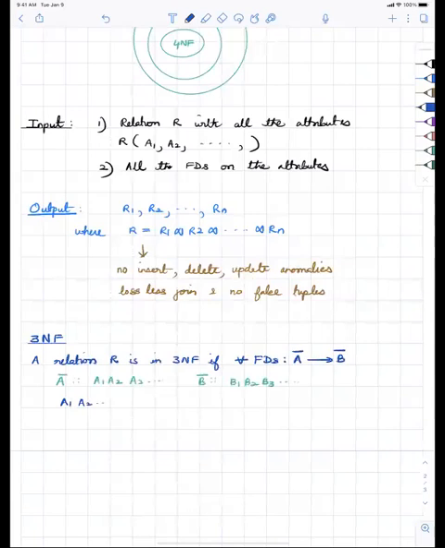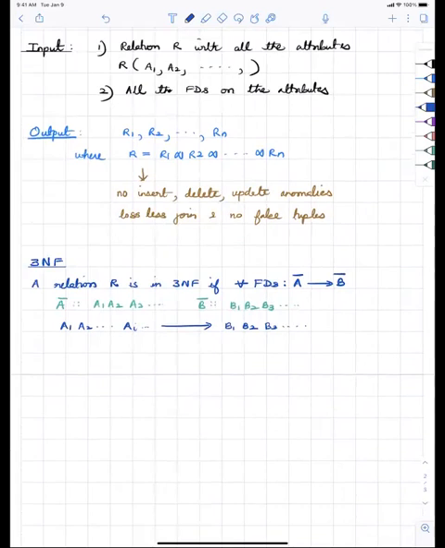So essentially what I'm saying up there is A1, A2, and so on. These are all the attributes on the left side, and B1, B2, B3, and so on. But instead of keeping on writing like that, I'm just going to put a bar on top to indicate it. So a relation R is in third normal form if for all functional dependencies, A bar going to B bar, one, A bar must be a key of the relation or a super key.